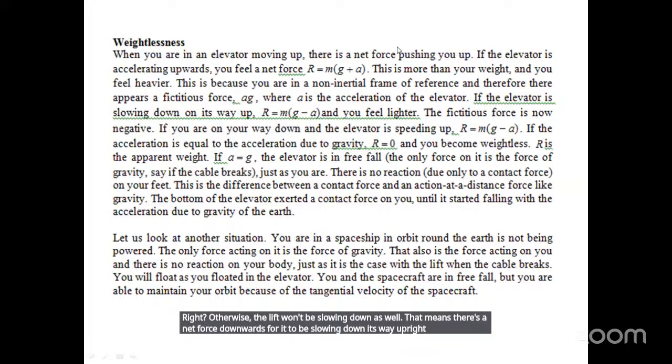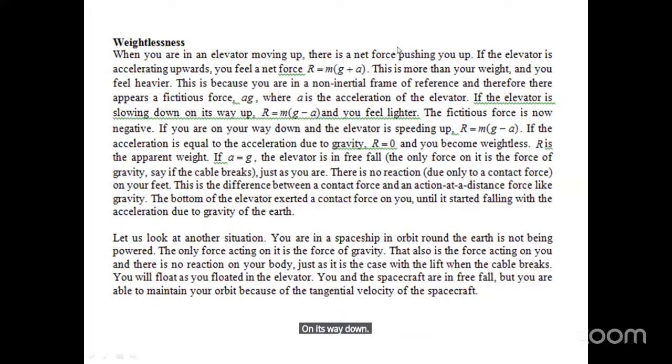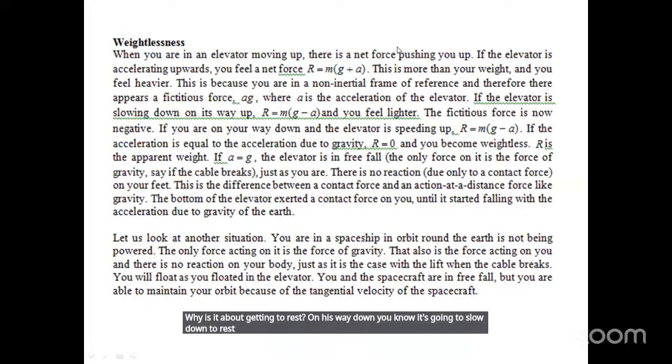On its way down, it's going to accelerate from rest, but it will be accelerating negatively because it's coming down. a will be directed downwards. When it's about getting to rest on its way down, it's going to slow down to rest. That means that there must be a net force acting upwards, slowing it down so that it can come to rest.